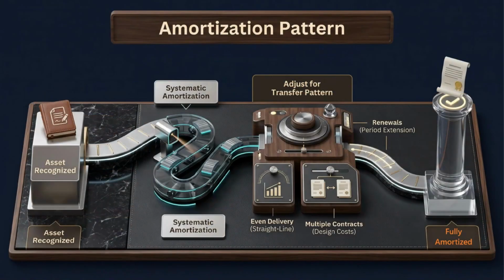Once a contract cost asset is recognized, it must be amortized systematically. The amortization method should match the pattern in which the related goods or services are transferred to the customer. If services are delivered evenly, straight-line amortization may be appropriate. If a cost benefits more than one contract, the amortization period may extend beyond the first contract. If expected renewals will benefit from the same cost, the amortization period may include those renewal periods. The main idea is that expense recognition should follow the economic benefit. The asset starts on the balance sheet, but it does not live there forever.